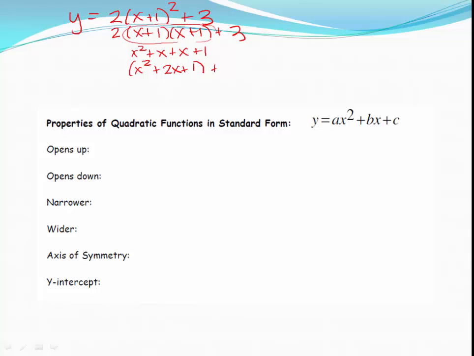We're going to bring down what we haven't used yet. Now we're going to follow our order of operations. So now we're going to multiply everything here by 2. And then bring down that plus 3. And now at this point we can add this 2 and 3 together.